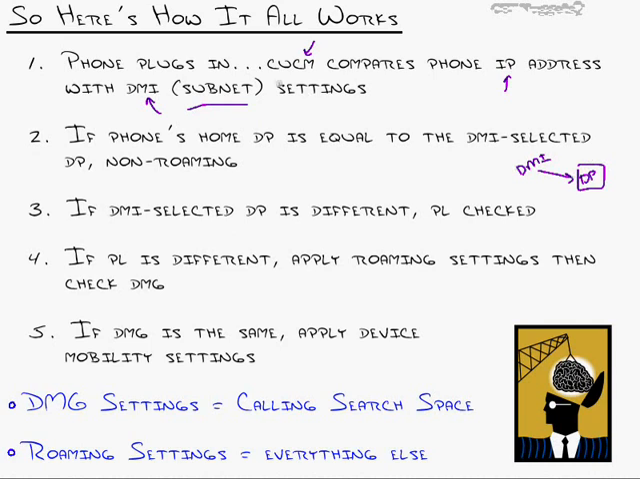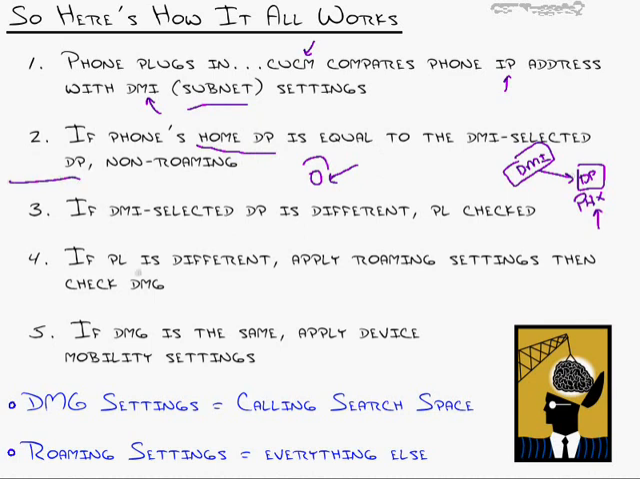So from the subnet settings, Call Manager is going to say, oh, okay, that phone belongs in this device pool, whatever device pool is identified by device mobility info. So let's say that happens to be Phoenix. Call Manager then looks at the phone's home device pool, meaning, remember, when you configure a phone, you assign it to a device pool. That is the phone's home device pool. If that is equal to the one that was picked by device mobility info, then that's normal. It's a non-roaming phone. It's plugged into the same place that it's always plugged into, and the process ends there.